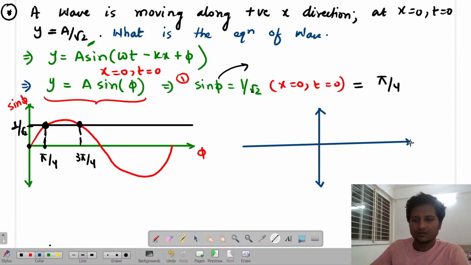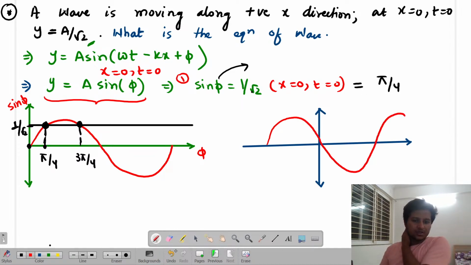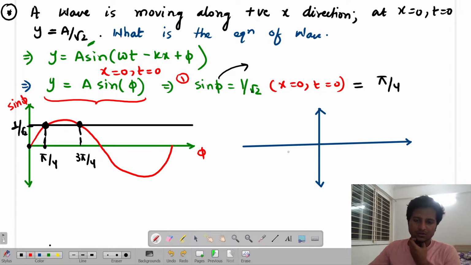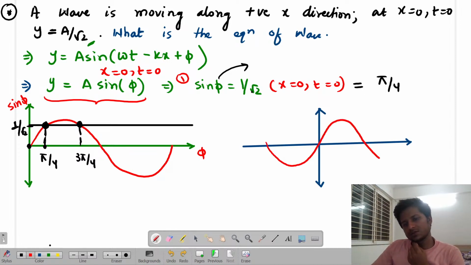Draw a normal wave graph. The graph is like this way. This is the normal wave graph which we are following right now.